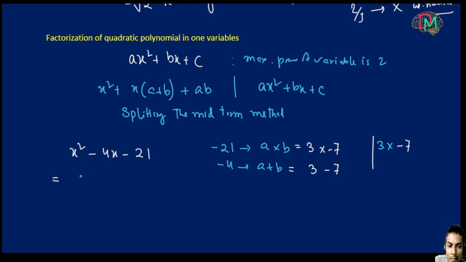So we can write x square plus x into a plus b plus ab. This if we further simplify, we get x square plus 3x minus 7x minus 21. We split the minus 4x, we get this. Done. So here we keep it as it is. Then we take x common, and what value remains? That is x plus 3. And here it is common, minus 7. Minus 7.